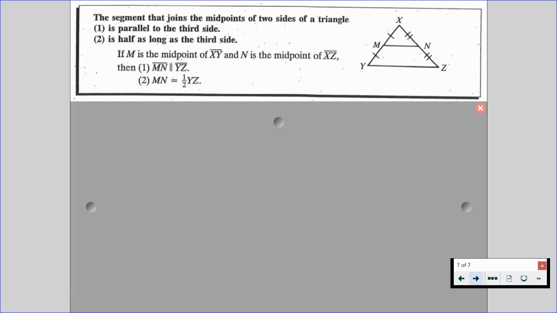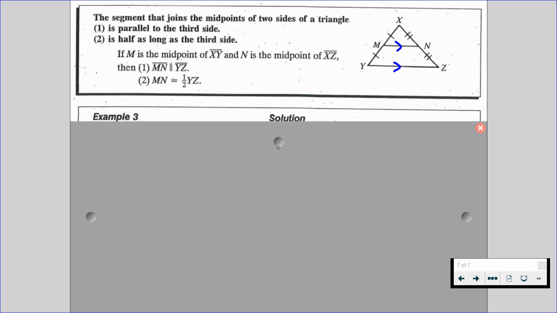So we have this last theorem here. The segment that joins the midpoints of two sides of a triangle is, one, parallel to the third side, and two, is half as long as that third side. So if M is the midpoint of segment XY, and N is the midpoint of segment XZ, then we're going to know that MN is parallel to YZ, and the length of MN is half the length of YZ.